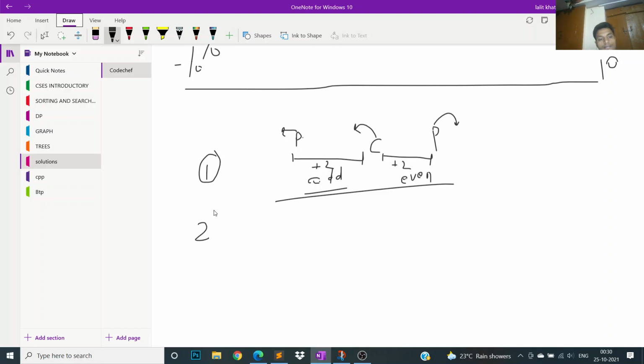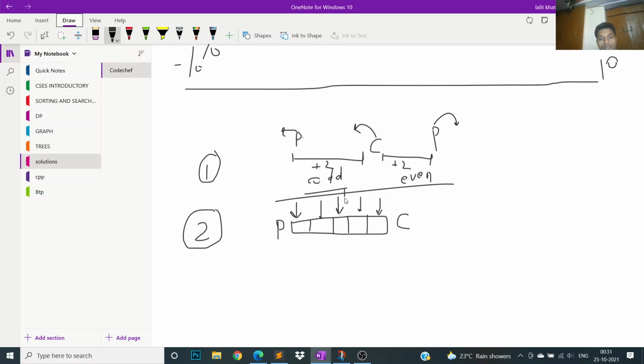Then the second observation is that if the policeman is here and the chef is here, and the difference is odd, like 1, 2, 3, 4, 5, then the police start first. So police here, then chef here, then police here, chef here, then police here.